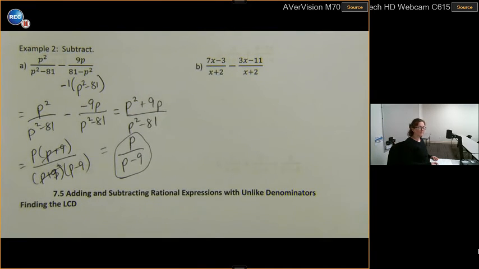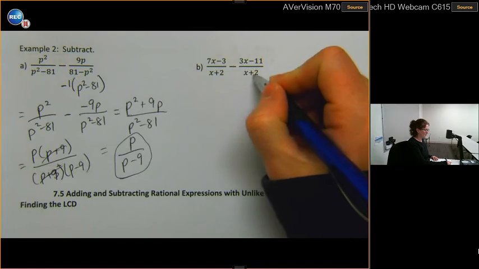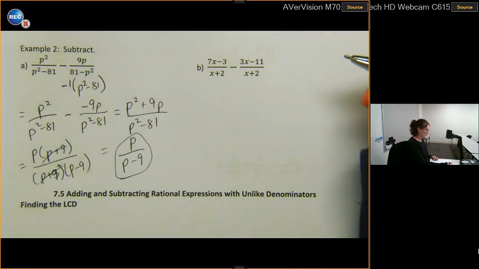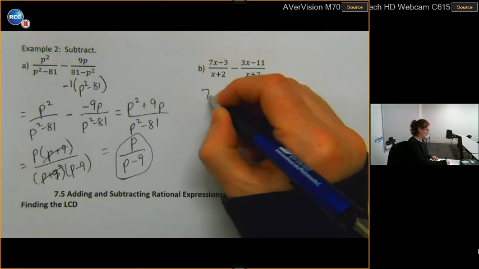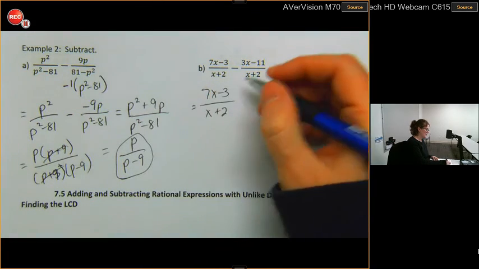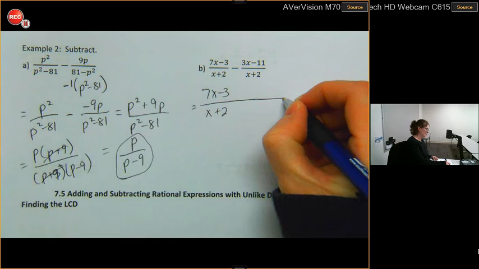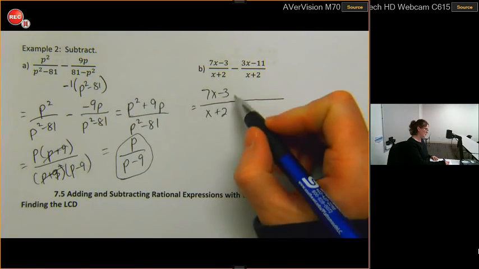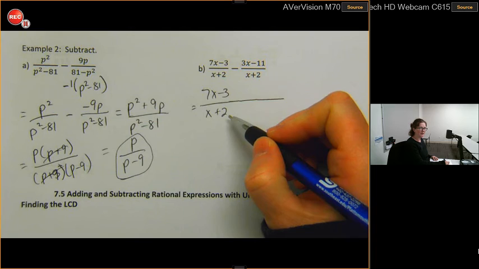Part B, I'm going to start by distributing the negative into the second numerator. So we have 7x minus 3 over x plus 2. And I'm just going to continue. Instead of writing two separate fractions, I know it's going to be just one fraction with the common denominator.